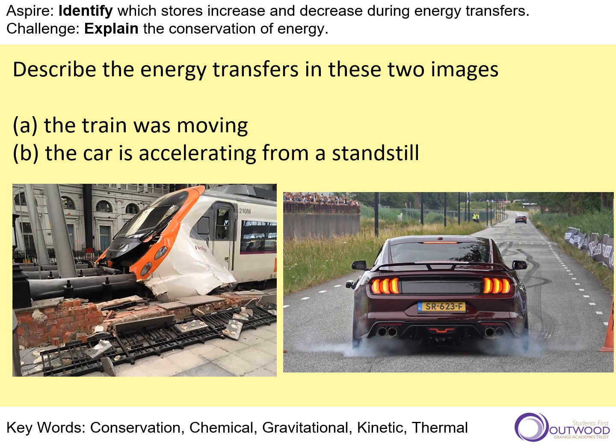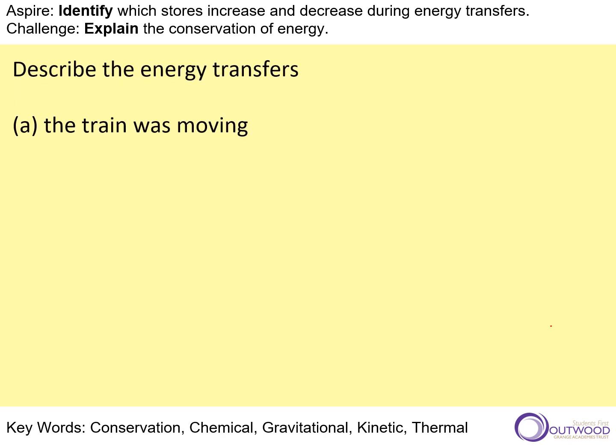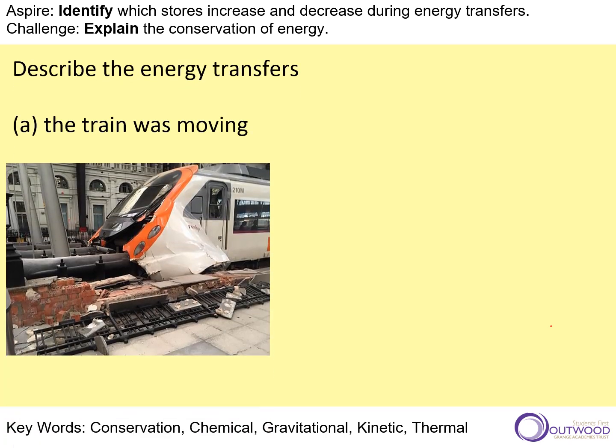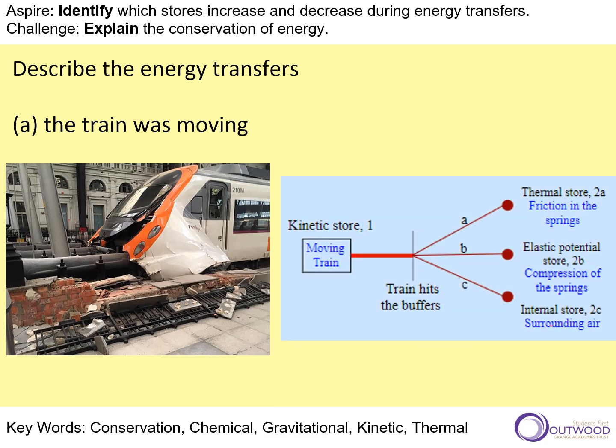So there we go. Let's have a look and see what we've got in terms of our answers. The first question was: describe the energy transfers when the train was moving. There's the image of the train. Now I like to draw pathway diagrams. I've never shown you this, so I wasn't expecting you to do this. However, this pathway diagram explains where the energy goes.